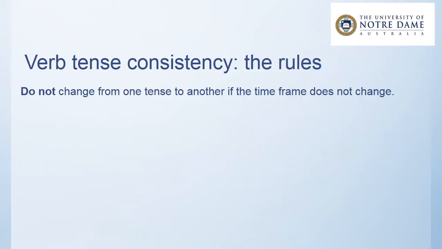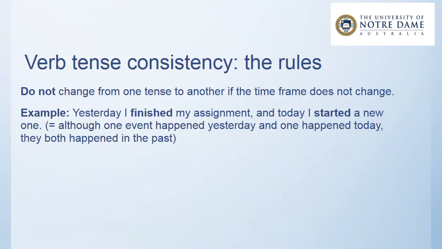Do not change from one tense to another if the time frame does not change. For example, yesterday I finished my assignment and today I started a new one. In this case, although one event happened yesterday and one event happened today, they both happened in the past, so I can just use simple past tense to explain both of them.